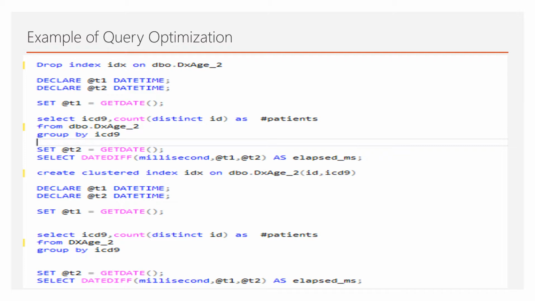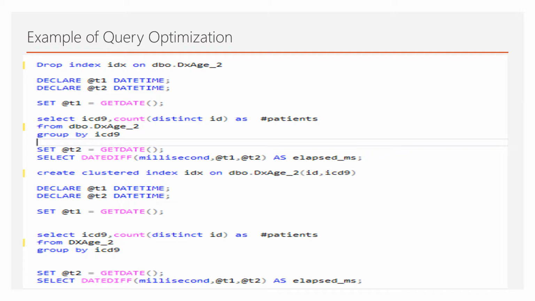In this example, we declare 2 variables, T1 and T2. The first one is the current date right now. ICD-9 is listed as the codes for diagnosis from DBO.DX age 2. Then you would group by diagnosis code and count by distinct ID. Then you would set T2 against the current date. So you set T1 as the current date. Let's say it's from 329.